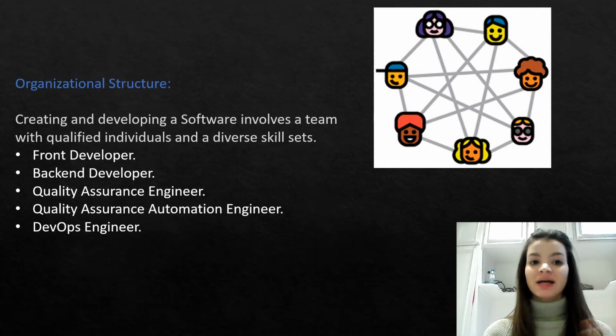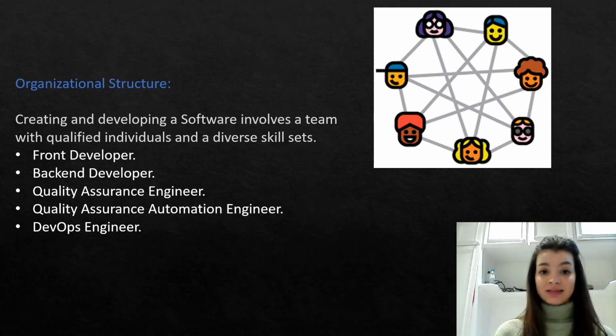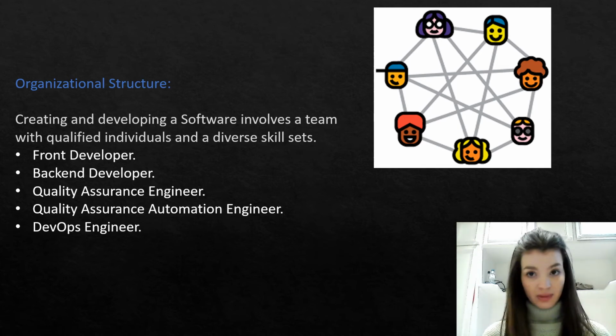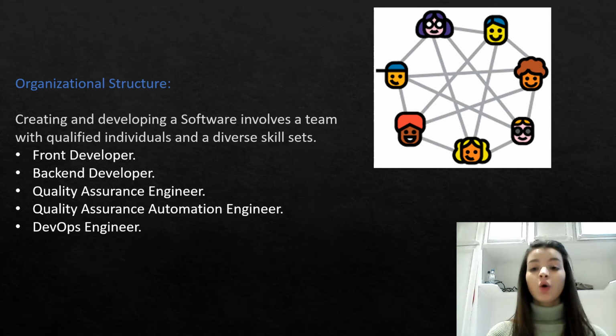So, coming to the organizational structure now. Creating and developing software is not easy and is a bit complicated. Therefore, it involves a team with qualified individuals and diverse skill sets in order to make this innovation a reality. Among the people that we're going to be needing in order to make this happen is a front-end developer. The front-end developer is responsible for creating the part of the software that the users see and directly interact with. And then we're also going to be needing a back-end developer, which is responsible for everything that is under the hood of the software. They are basically the chief problem solvers.